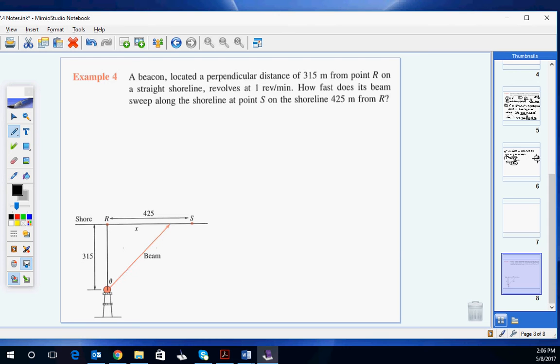Okay, all right, so question 1, what do we need? Or what do we want? What do we want? How fast does the beam sweep along the shoreline from S to R? Close.